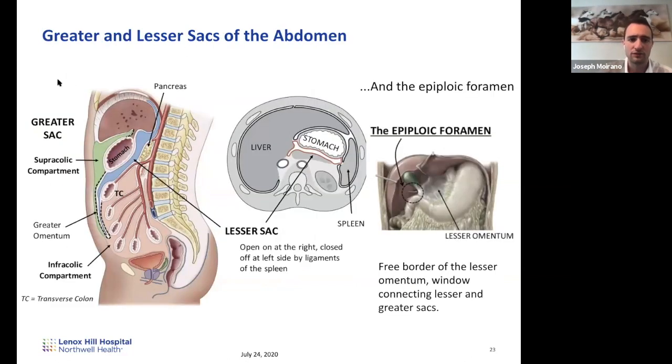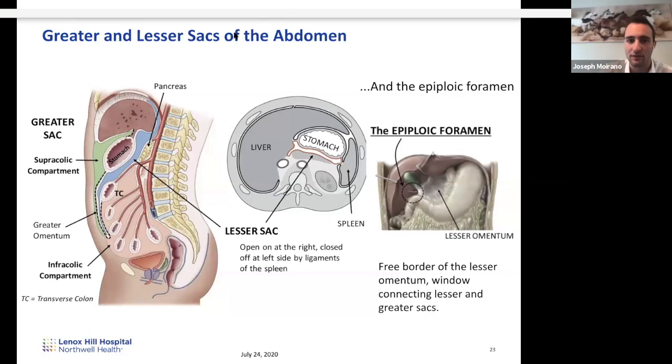Okay, so just to finish it off here, we're going to be talking a little bit about the lesser and greater sacs within the abdomen. These pretty much go in line with what we learned on the last slide about the difference between intraperitoneal and retroperitoneal and the idea of the parietal and the visceral peritoneum. Like we were learning before, the parietal peritoneum is going to be the one that's lining the abdominal cavity.